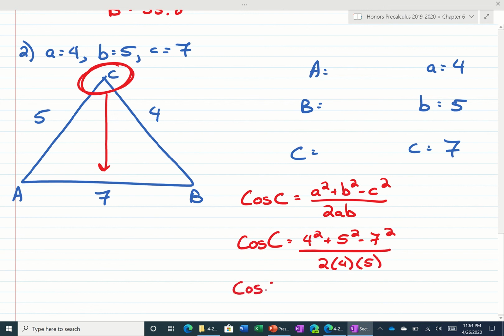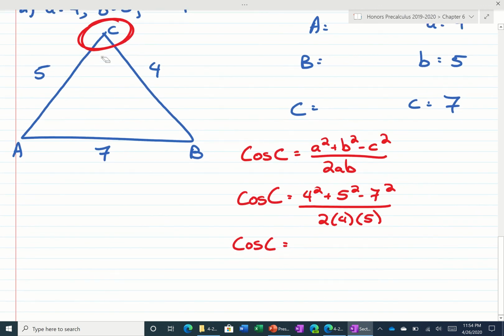Now, I always do the top first and then the bottom second. I don't do it together. It's too easy to make a mistake on the calculator. Let's see what this is. 4 squared plus 5 squared minus 7 squared. It's negative 8 over 20 times 2 is 40. So if we take the inverse cosine of both sides, inverse cosine of negative 8 over 40 gives us 101.5 degrees.